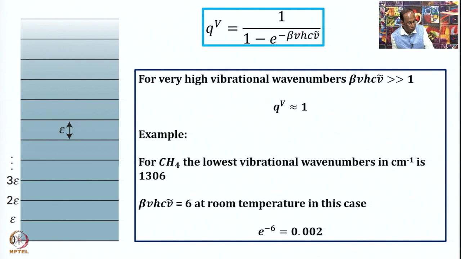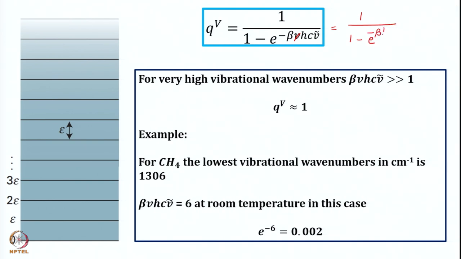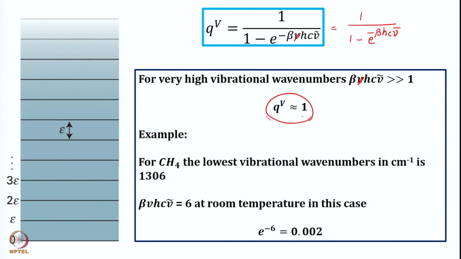So, same thing I will put over here, which is equal to 1 over 1 minus exponential minus beta h c nu bar. So if beta h c nu bar is much, much greater than 1, then what happens? Exponential minus a very high quantity, you can ignore that. That means in that case qv is going to be approximately equal to 1. That means if the separation is very, very high, you will have mostly the contribution due to the ground state only. When you talk about vibrational levels, most of the molecules will be in the ground state only, and in that case the vibrational contribution is going to be 1.